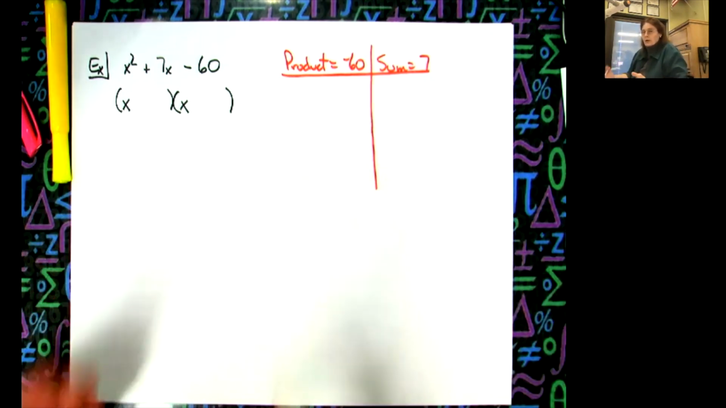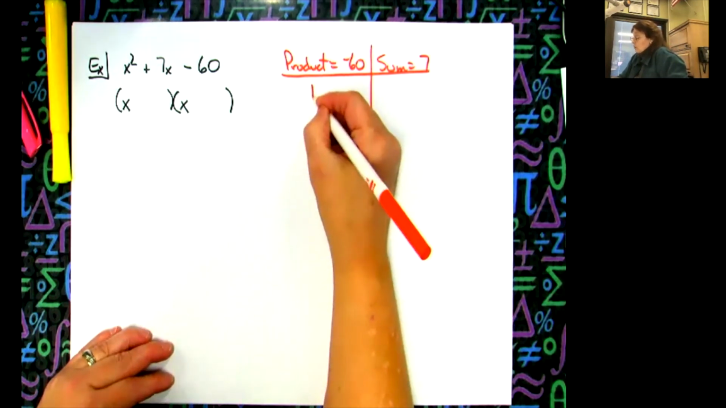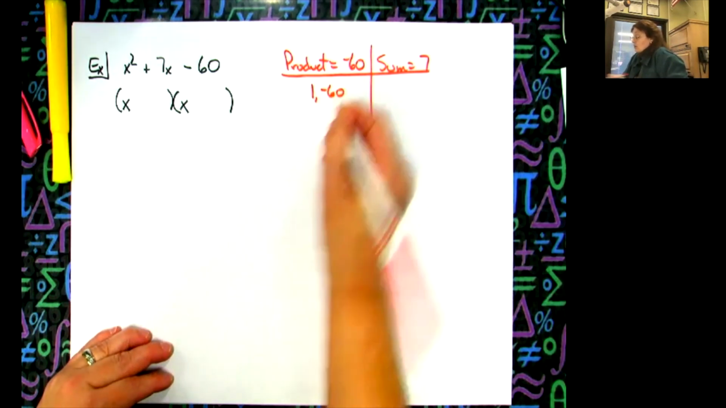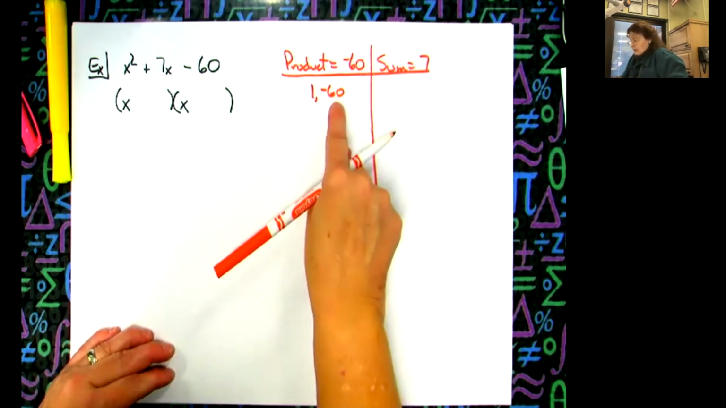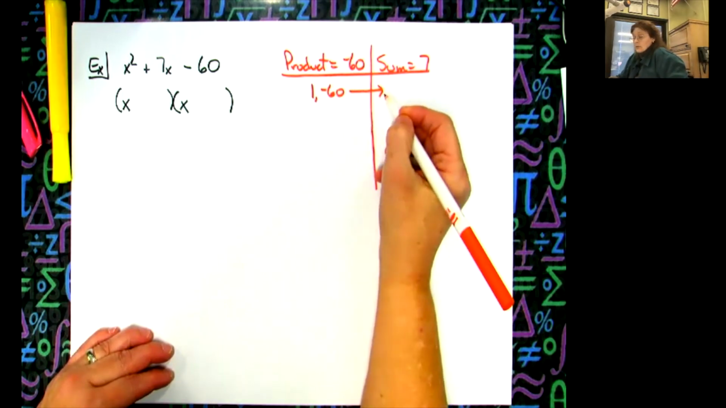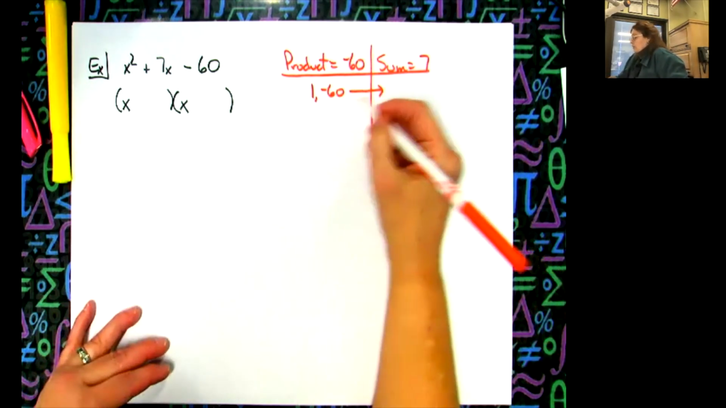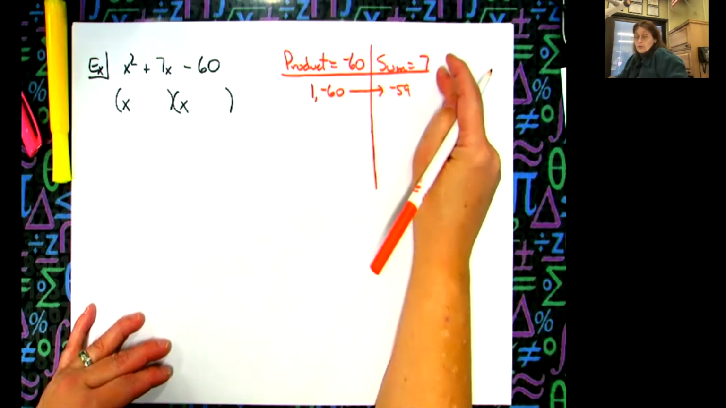And then I go to 2, and then I go to 3, and then I go to 4, and then I go to 5. Now, when I list 1 times, let's say we'll make the 60 negative. That would be negative 60 times 1 gives me the negative 60. But now stop and think about this. If you really stop and think about this, when I add this, I get negative 59. I am really far away from 7.